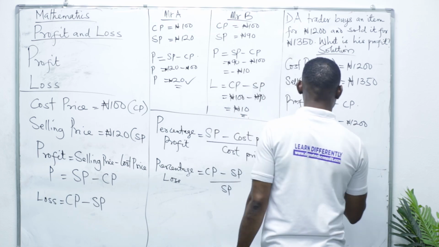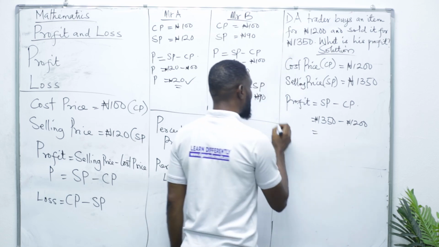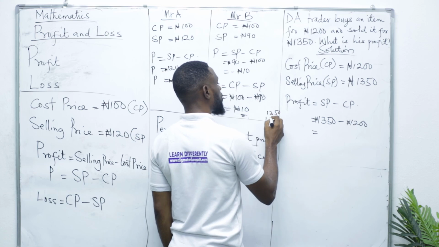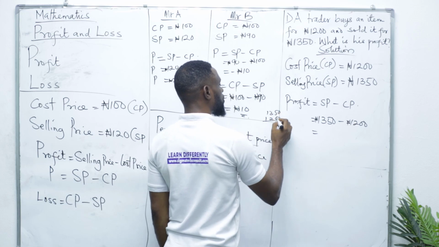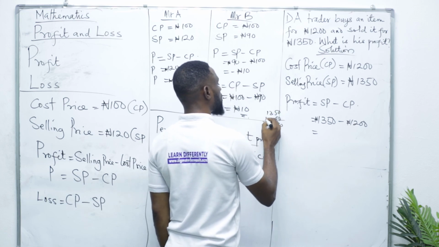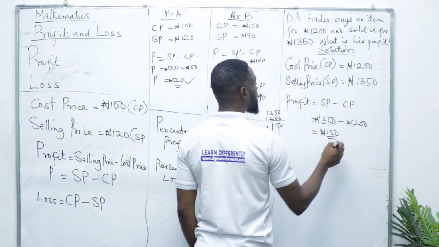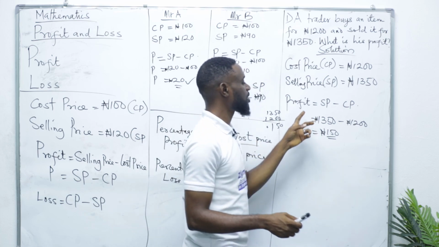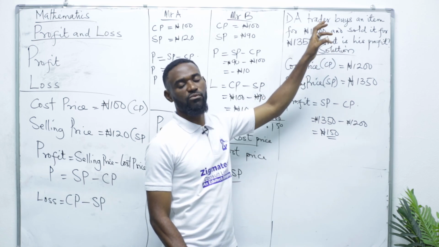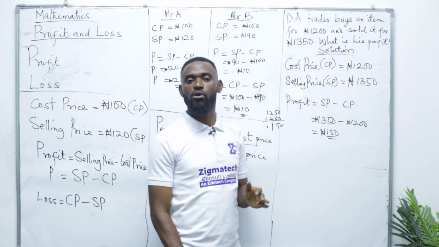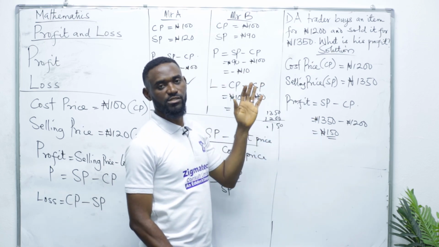Okay. So if you have that, it means 1,350 minus 1,200. We subtract that. This will be 0, this will be 5, this will be 1, and this will be 0. So this is 150 naira. It means that this man made a profit of 150 naira on this item he bought for 1,200. Do you understand that? That is what that particular one is talking about.